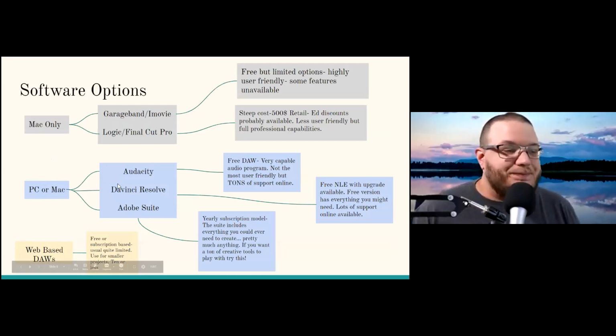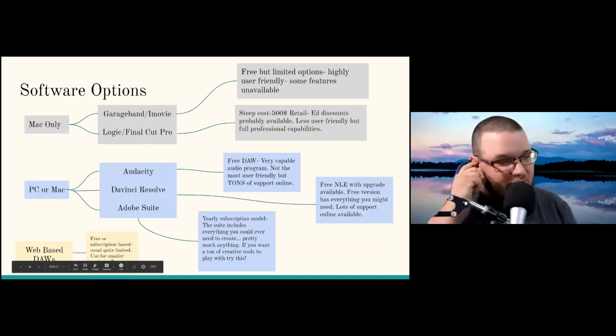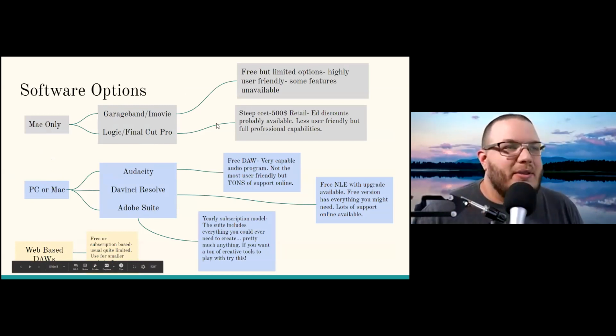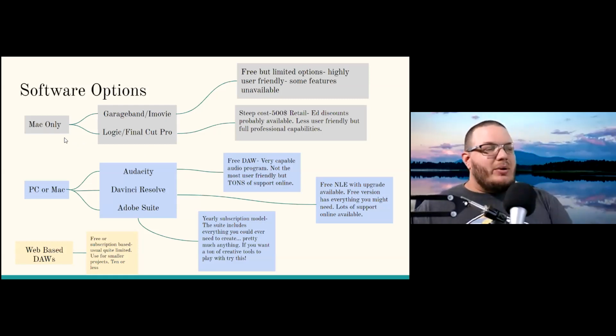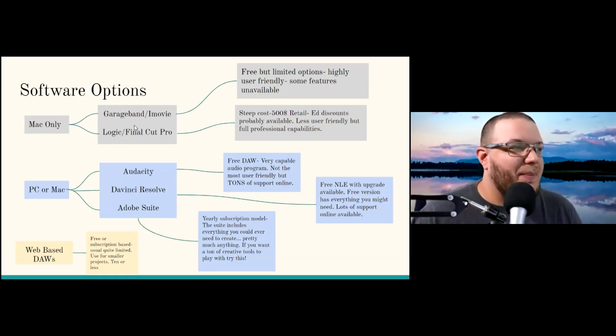Software options. So I put this little flow chart together because the question of what program you use is incredibly subjective based on your situation. Most of you are on Macs, so I'm going to talk about this top section here first. On the Macs, you pretty much have two options. There's GarageBand and iMovie, which are the free programs that come on your Mac. They're free and they're pretty great, but they're limited.